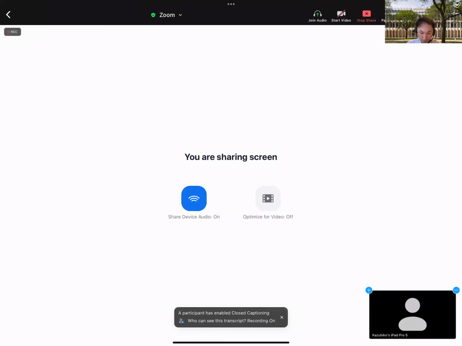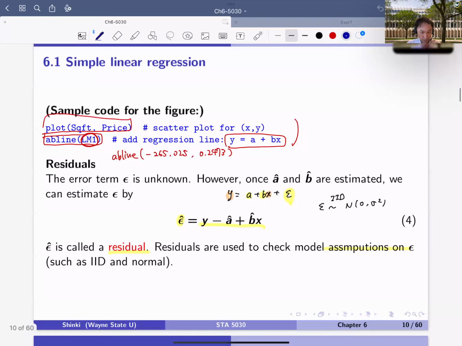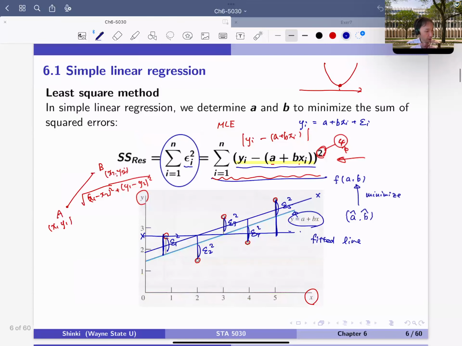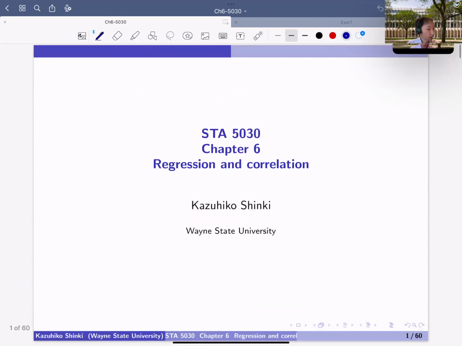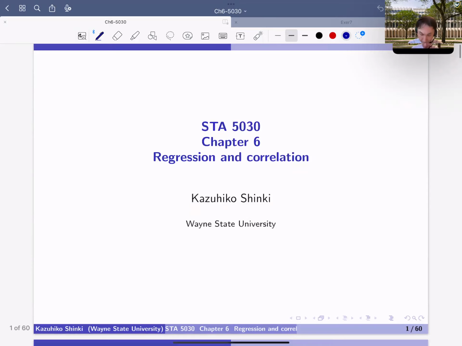Chapter 6 is really an important chapter, and probably has the most applications. And chapter 11 as well. Chapter 6 and 11 are the most important chapters. So I would like to just review the previous lecture quickly, then go on to the next material. And after that, we are thinking to do exercise 7, problem 2, hopefully.